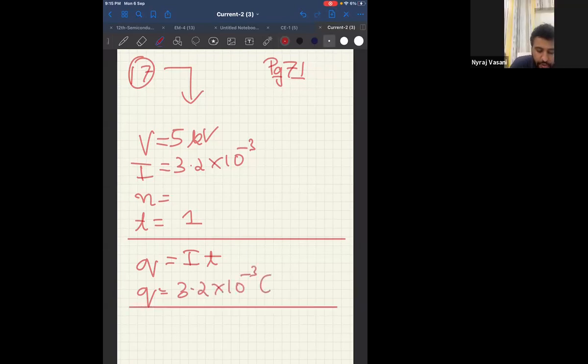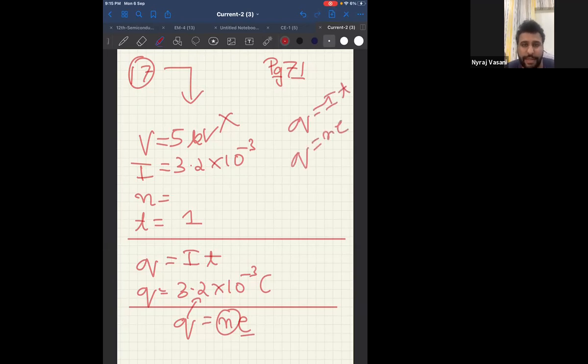Now, I also know Q is equal to NE. Now, do I know the value for Q? Yes. Do I know the value for E? Yes. 1.6 into 10 power minus 19. Can I get the value for number of electrons? Yes. So can I say in this whole question, V was not required at all? I use the two basic formulae for charge from 11th standard: Q equal to IT and Q is equal to NE.